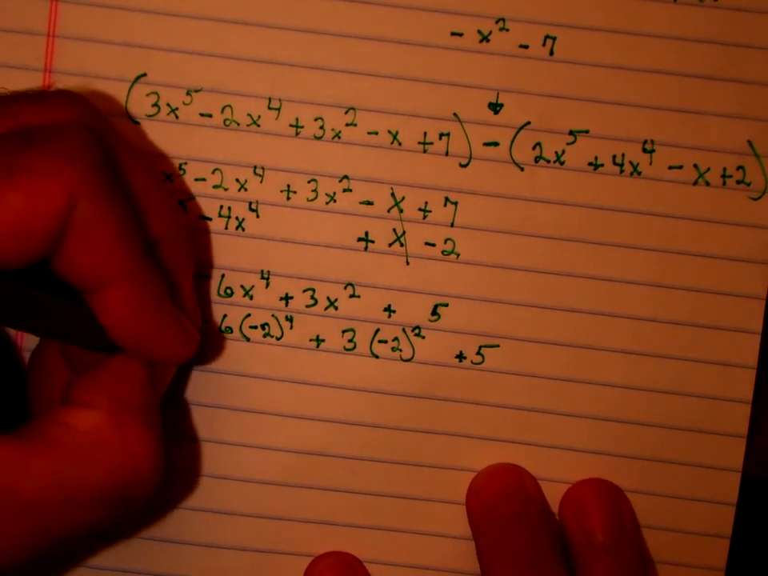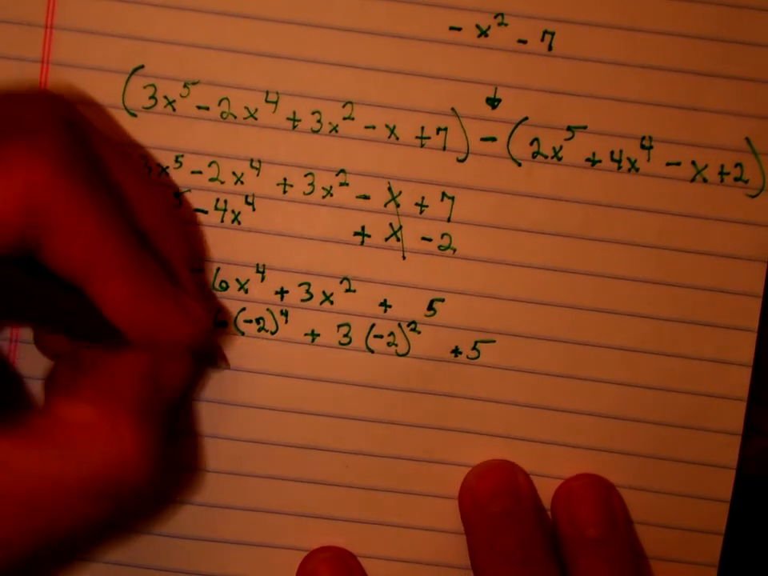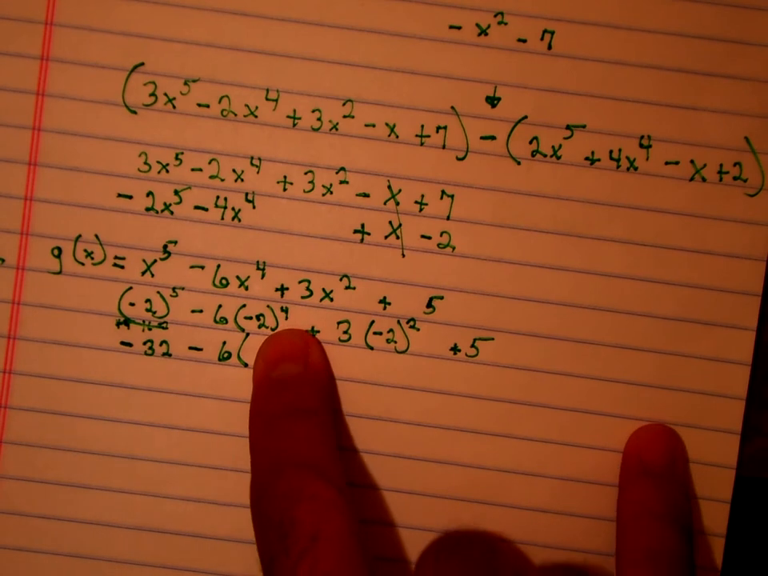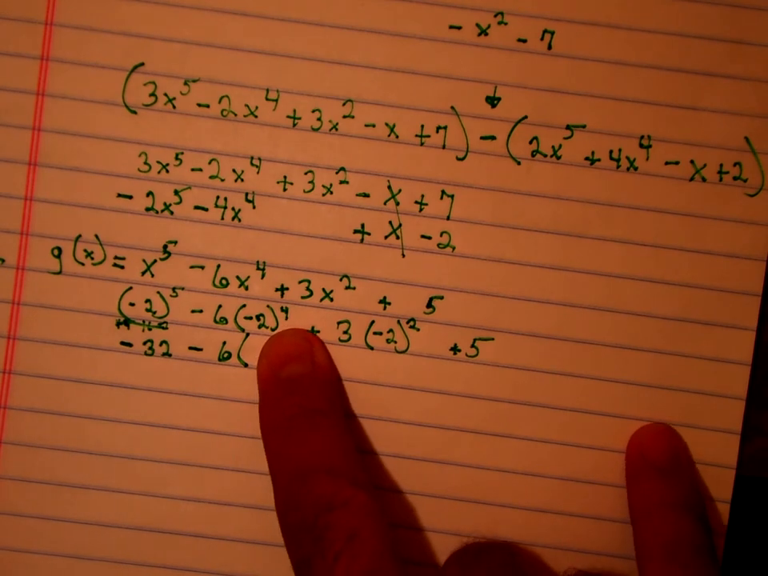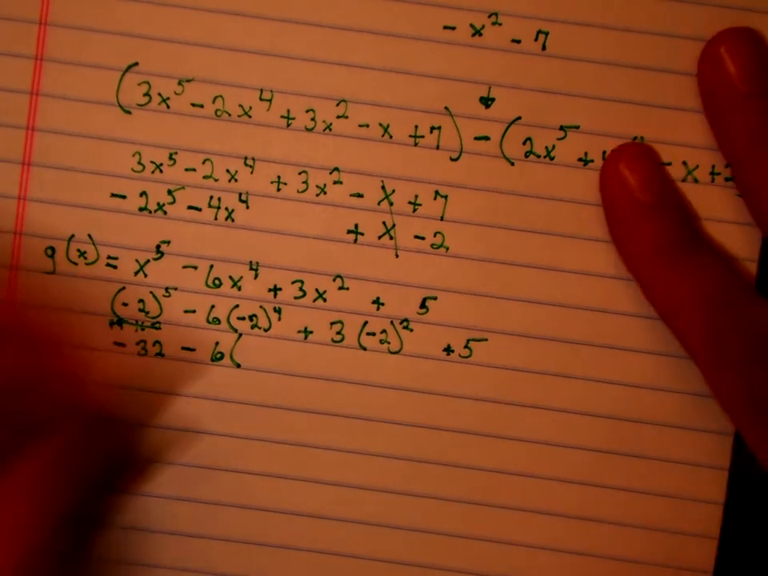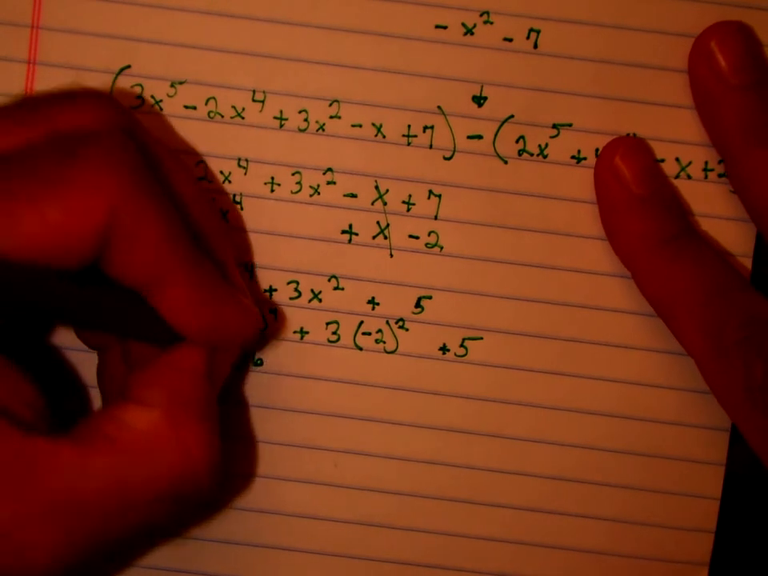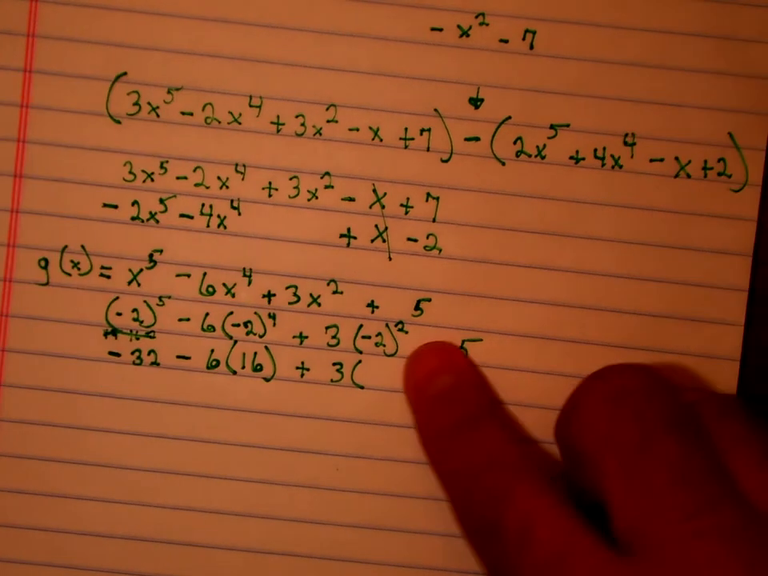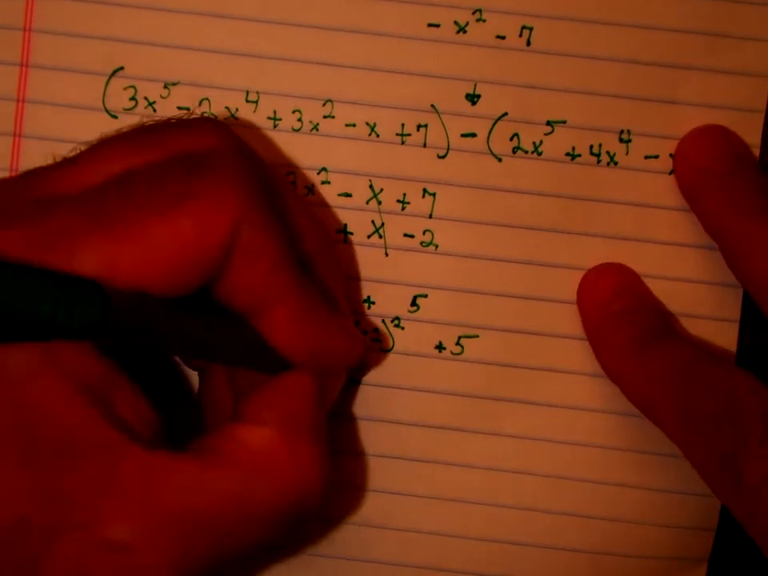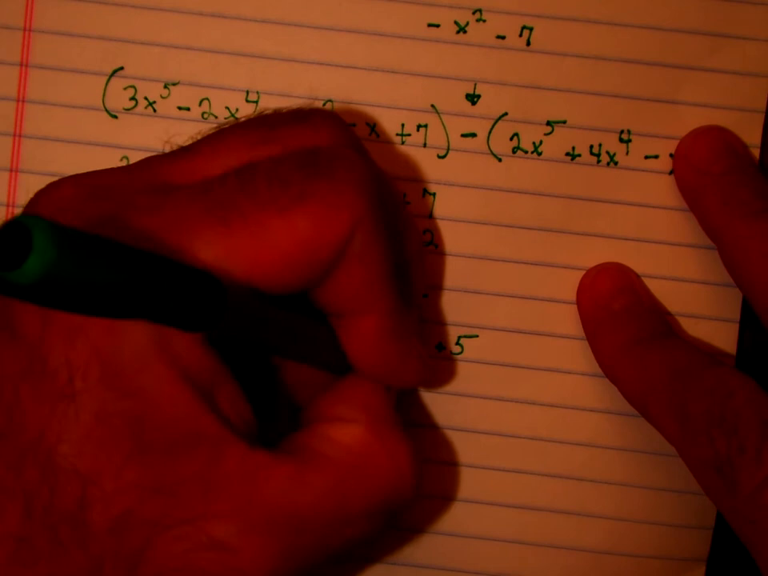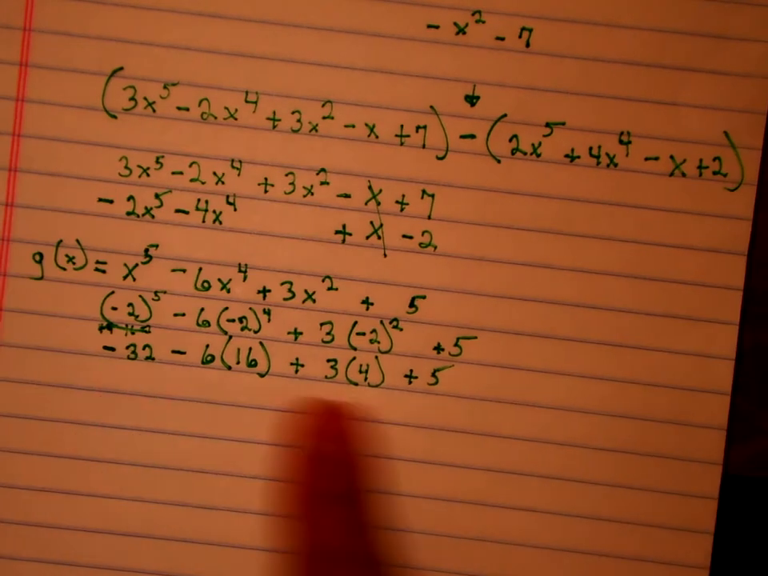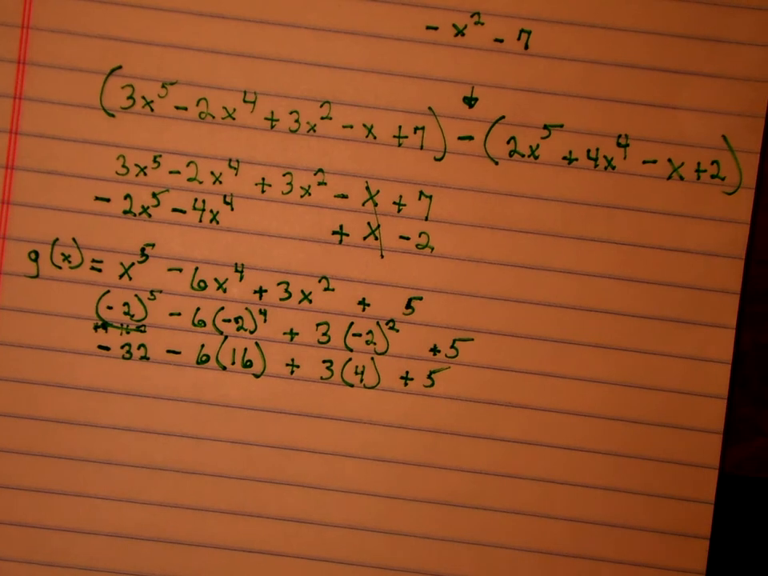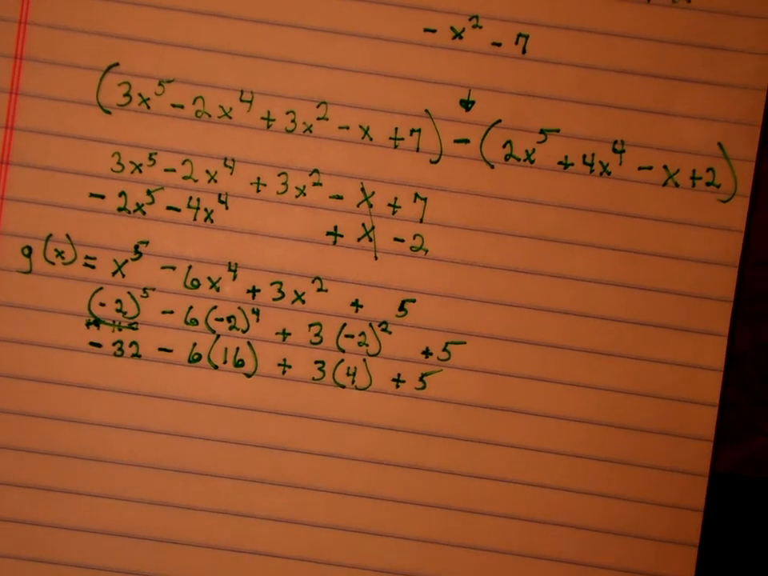Minus 6 times -2 times -2 is 4. -2 times -2 is 4. 4 times 4 is 16. Plus 3 times -2 times -2 is 4. Plus 5. So I've done all my exponent work first. Okay, then I do my multiplication. And the last thing I do is add and subtract.